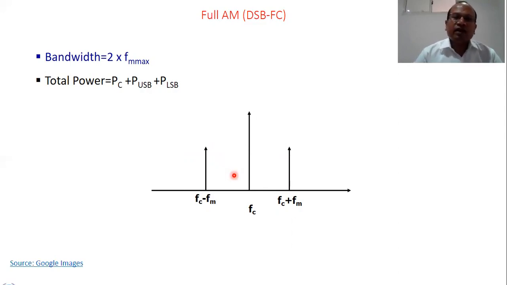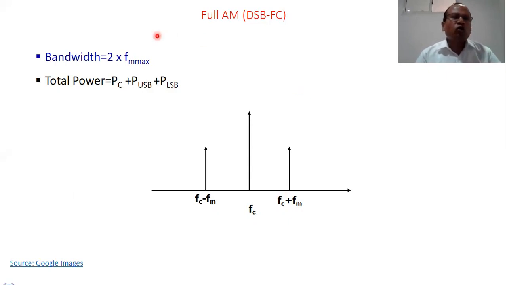And what is the bandwidth? FM. What is FM? The maximum modulating signal frequency. The signal is band limited to FM. It means the message signal, the modulating signal, is lying in both these sidebands. The complete information lies in either the upper sideband or the lower sideband. There is no information present in the carrier. Carrier does not carry any. So this is the spectrum of the complete AM signal, which we also call DSB full carrier.